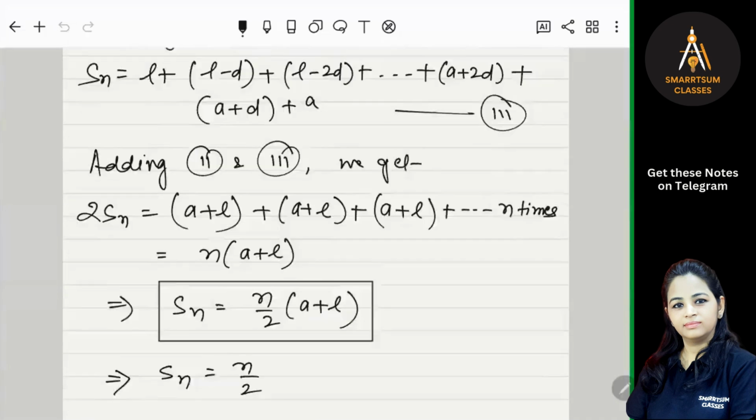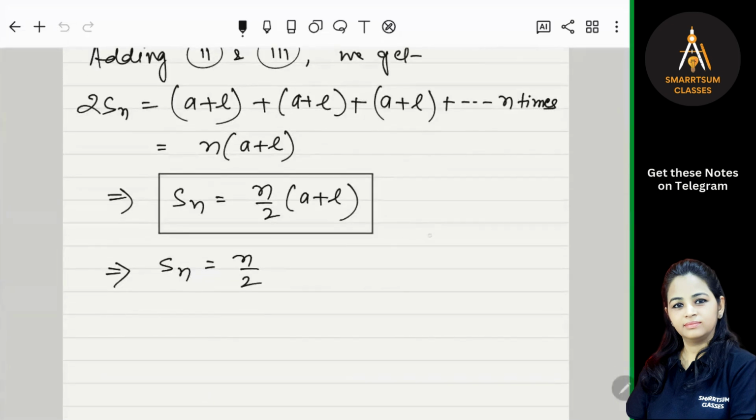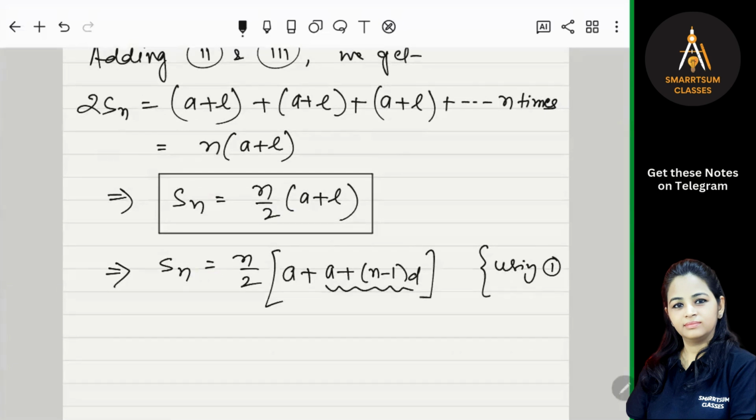So using equation number 1, we can write down A plus, now the value of L we are writing here, A plus n minus 1 into D. This we have written using equation number 1, where L is equal to A plus n minus 1 D. Getting it? Okay. Now, solve it further. So Sn will be equal to n by 2 into 2A plus n minus 1 into D.